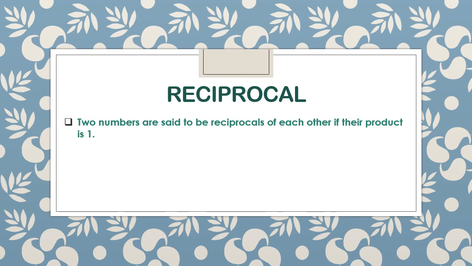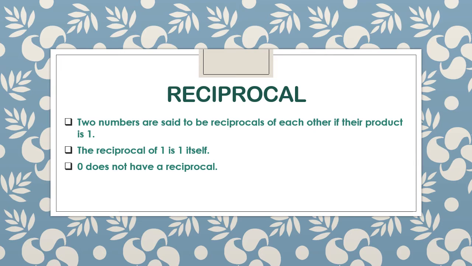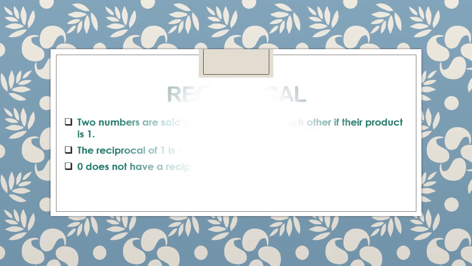Two numbers are said to be reciprocals of each other if their product is 1. That means if we are saying that two numbers are reciprocals of each other, we can say this only if their product is 1. The reciprocal of 1 is 1 itself, and 0 does not have a reciprocal. To study with the help of an example.